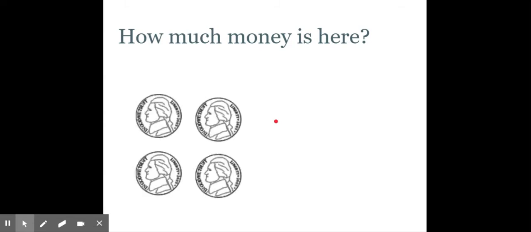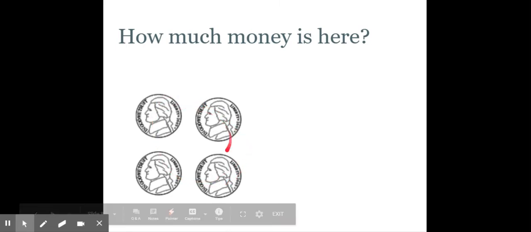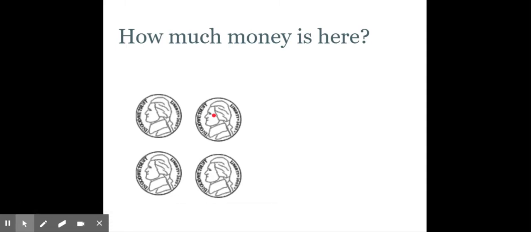How much money do you see here? I see 4 nickels, and if I'm remembering correctly, 1 nickel is worth 5 cents. So here I've got 5 cents, 10 cents, 15 cents, and 20 cents. So I've got 4 nickels, and they're worth 20 cents. If you got those two right, you are doing great. Let's try this next one.